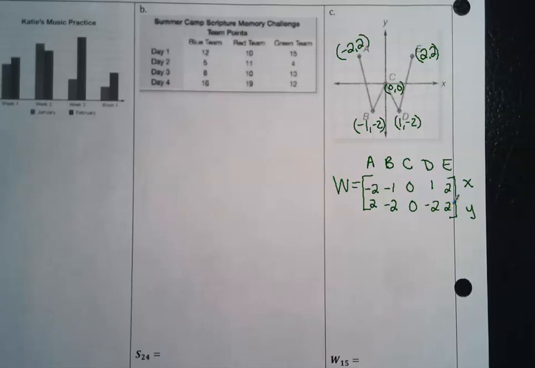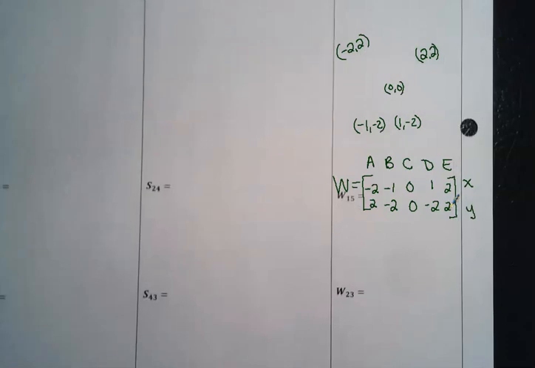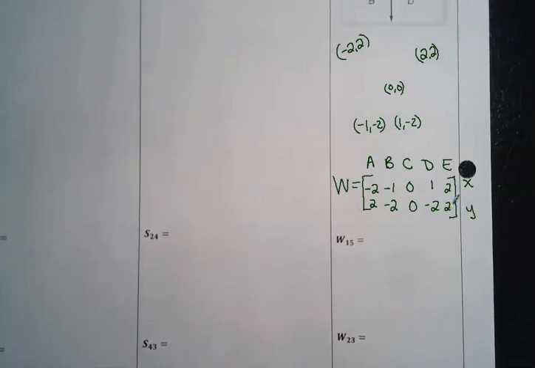All right, so let's look at what those elements represent. What is element W15? So it's in the first row and the 5th column. Okay, so it's this one, right? So element 15 is 2. And what does that represent? Okay, that's the X value of point E.